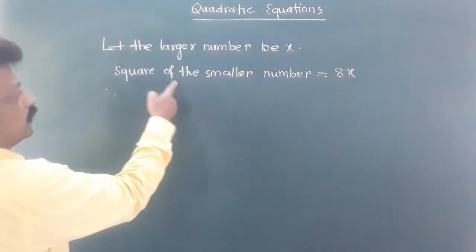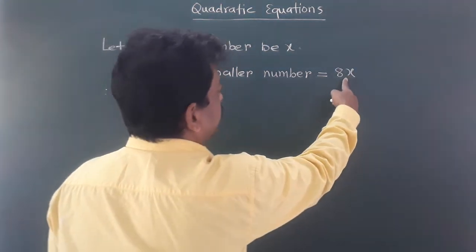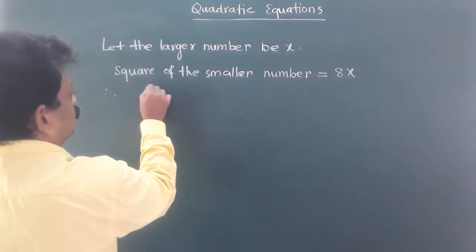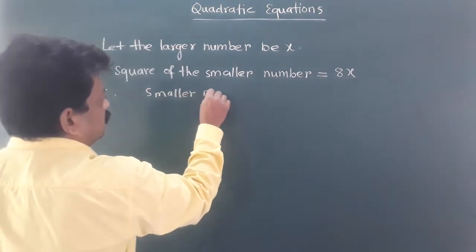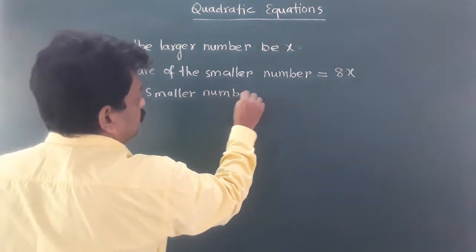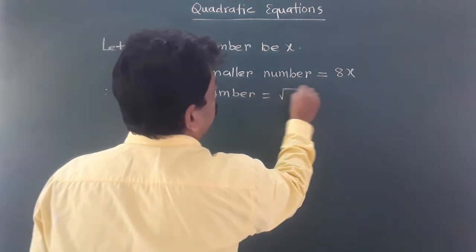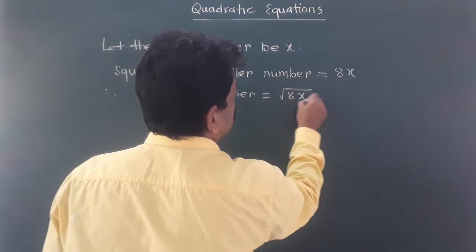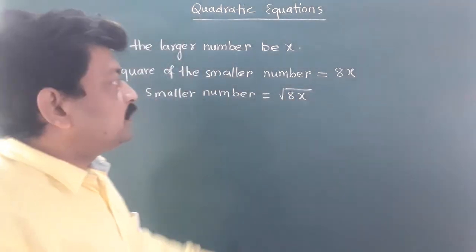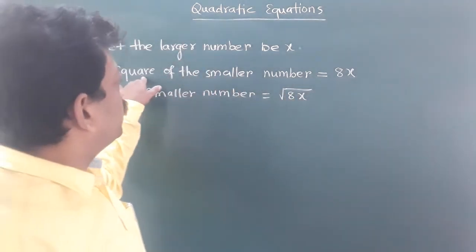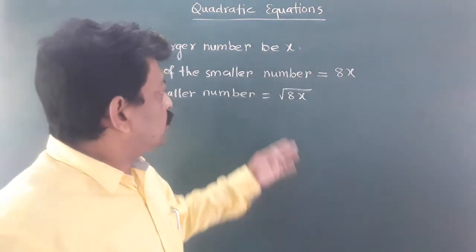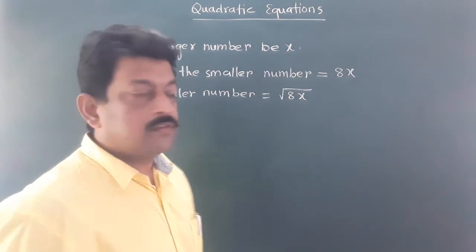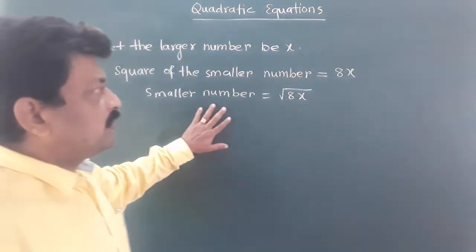Now if the square of the smaller number is 8x, then what is the smaller number? The smaller number equals root over 8x. Is it clear? It is given in the question that the square of the smaller number is 8x, so the smaller number will be root over 8x. So this was the second condition.